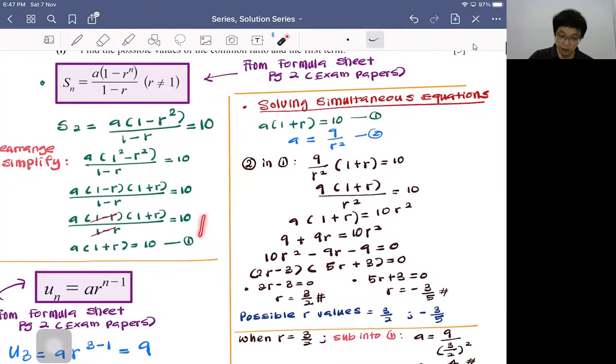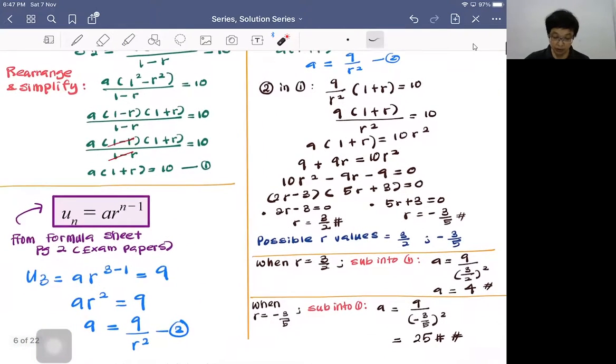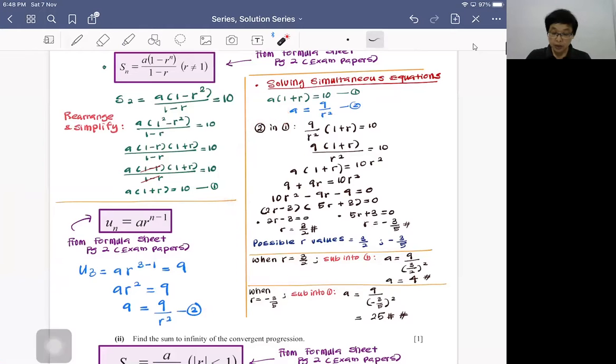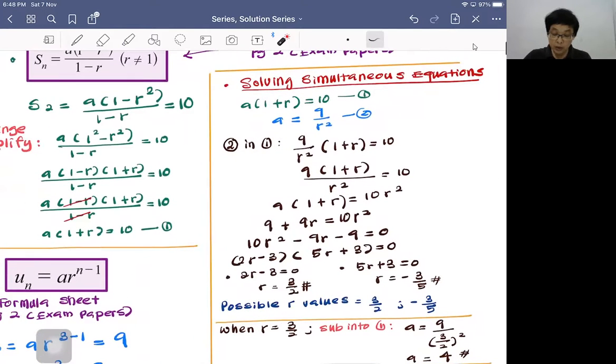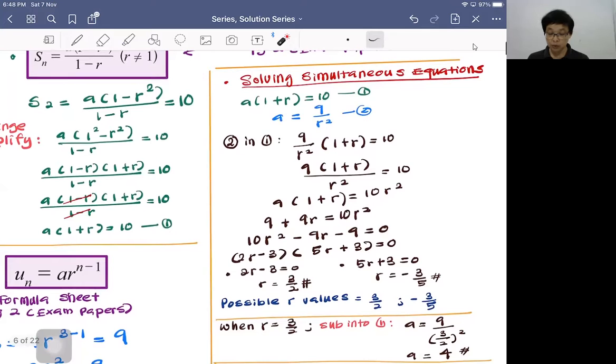I have copied over the first statement, the green one, and then the second statement, which is the second one. From here, using substitution, let's put the a, which is from equation 2, into the a here. So where we got here, 9 over r squared, bracket 1 plus r, equals 10. We just substitute this into this, and then from here onwards, do the same thing.